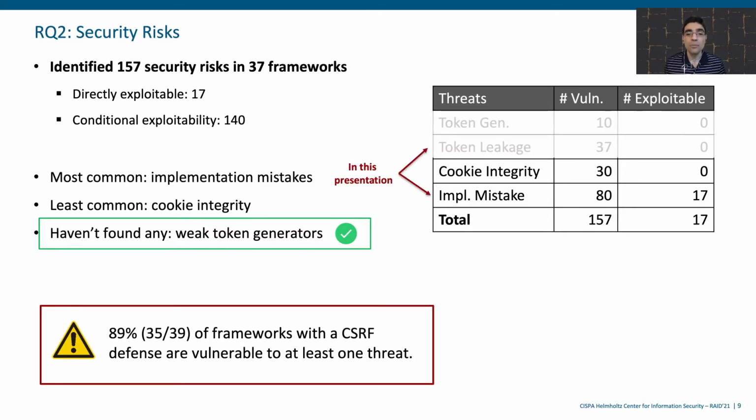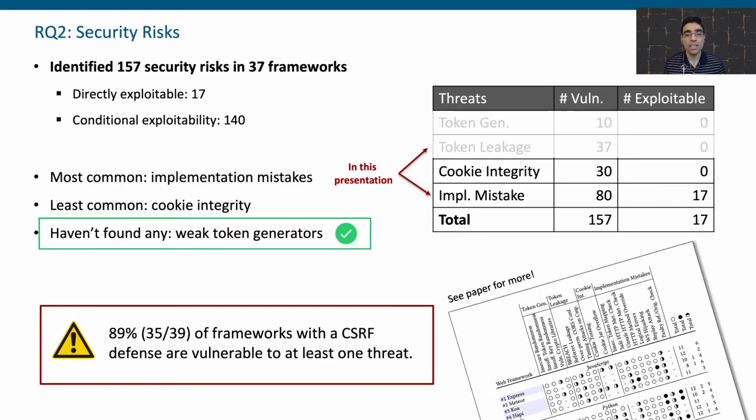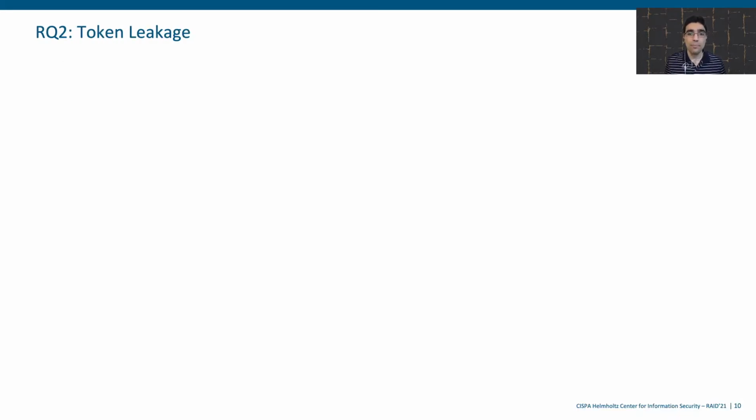Now, again, for timing reasons, in the remainder of this presentation, I only focus on the 2 most common categories of threats, that is token leakage and implementation mistakes. Please refer to the paper for more information about the 2 other categories of threats, that is cookie integrity and token generation. Okay, let's first see how token leakage can happen.